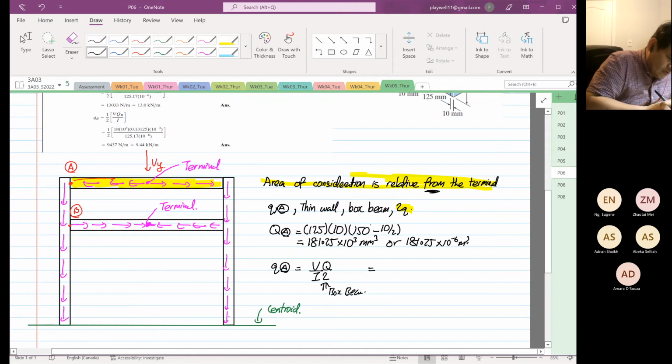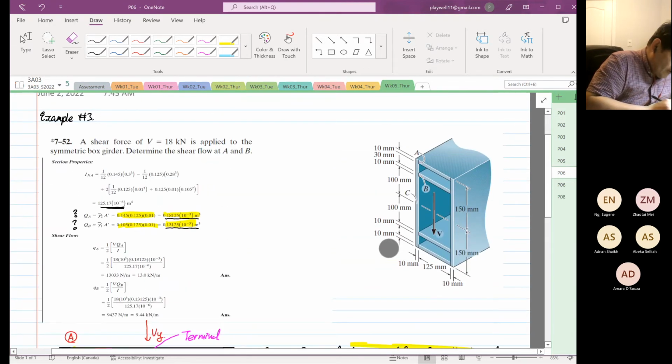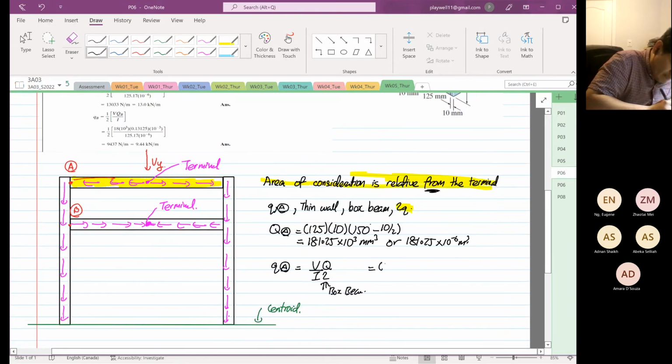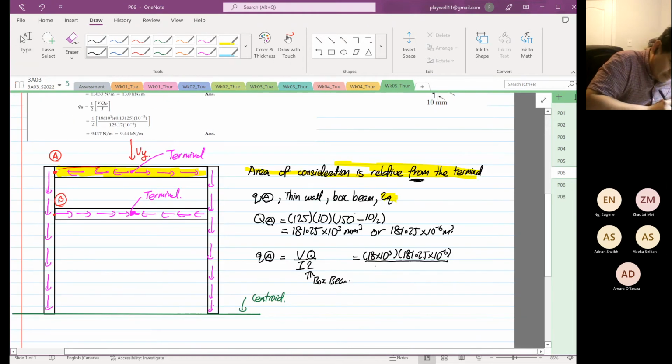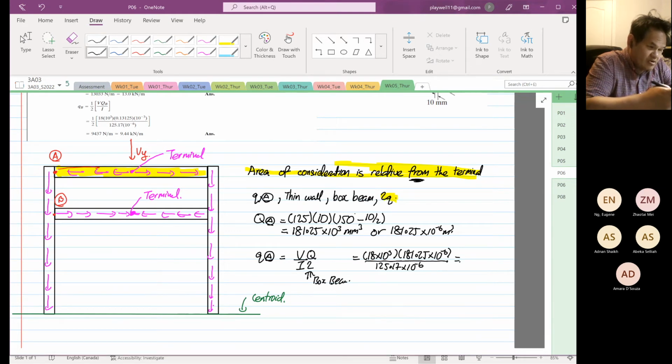So this is equal to V. We found our V to be 18 times 10 to the power 3, times 181.25 times 10 to the power minus 6, divided by I. I'm just going to use the I value. The I value is 125.17. Okay, so this will be 18 times 10 to the power 3 times 181.25 times 10 to the power minus 6 divided by 125.17 times 10 to the power minus 6, which is equal to 26.06.